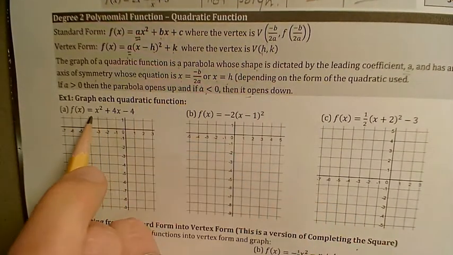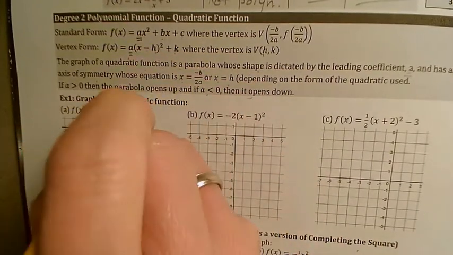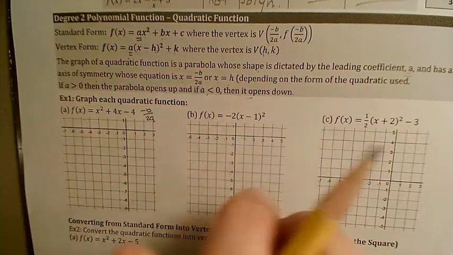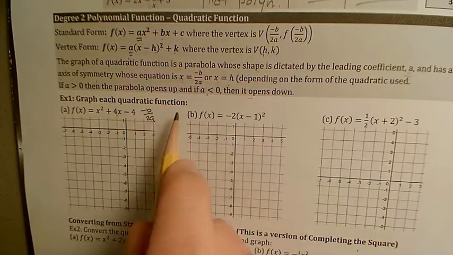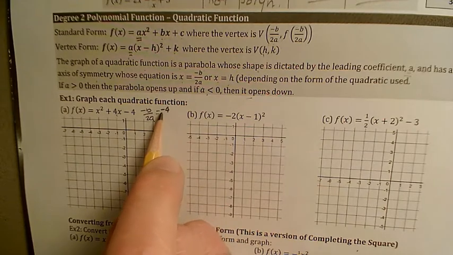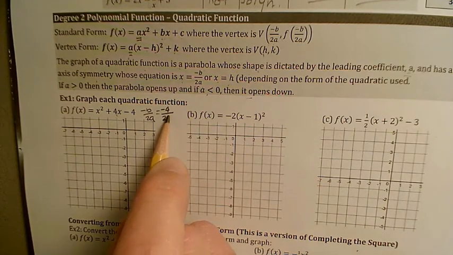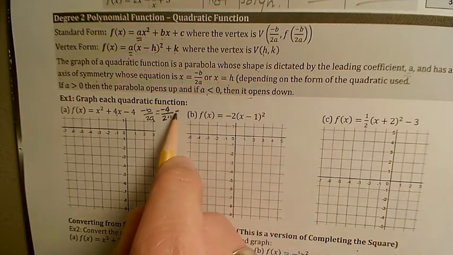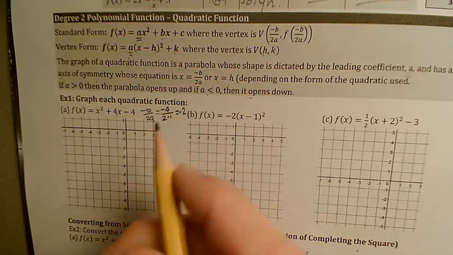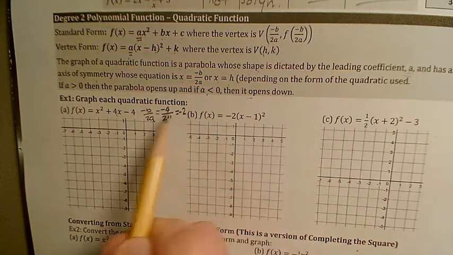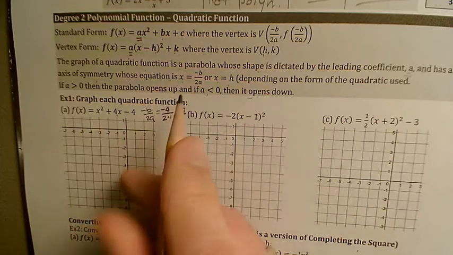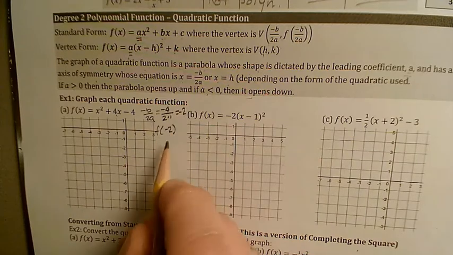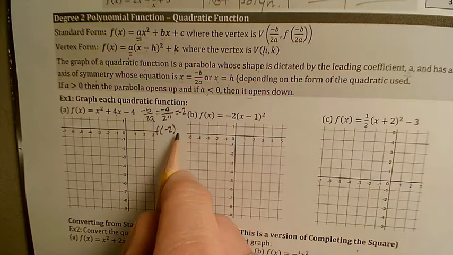So this one, because it's in standard form, the easiest thing to do is to look at negative b over 2a. And so we do that. Negative b would be negative 4 over 2 times a, which would be 2 times 1. So that is going to be negative 2. All right, and then what we want to do is plug negative 2 back into this thing. So essentially, what is f of negative 2? That gives us the y coordinate of the vertex.